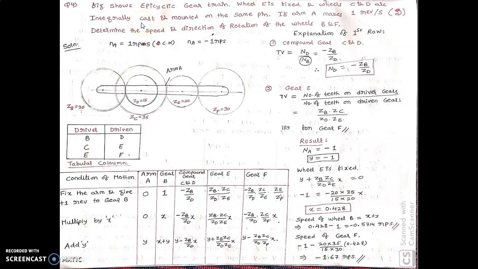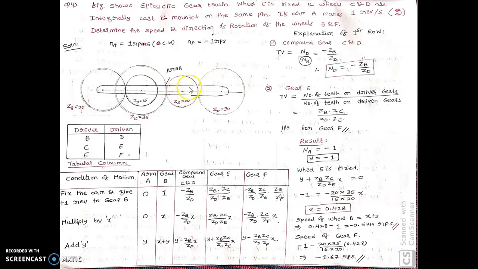The figure shows the epicyclic gear train. Wheel E is fixed and wheels C and D are integrally cast and mounted on the same pin. If arm A makes 1 revolution per second clockwise, determine the speed and direction of rotation of the wheels B and F. See very carefully. It is an epicyclic gear train kind of question where wheel E is fixed.